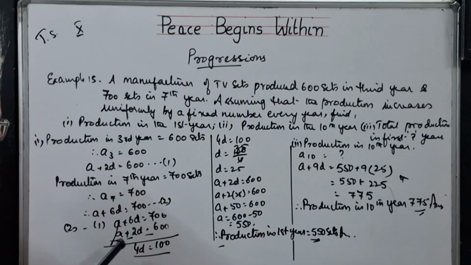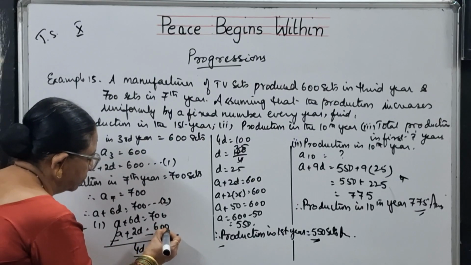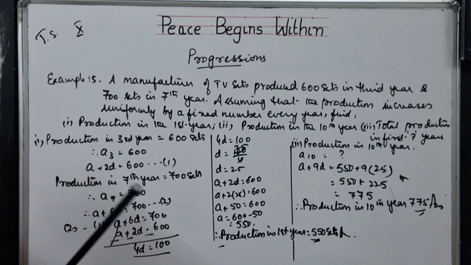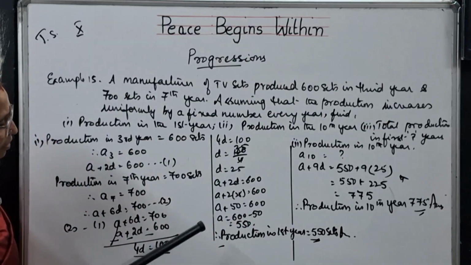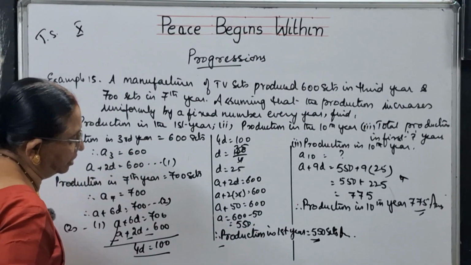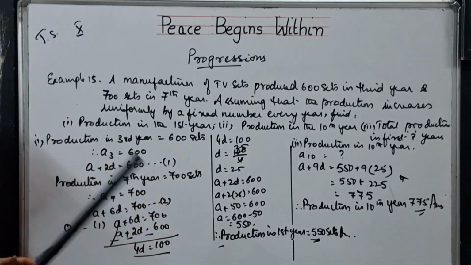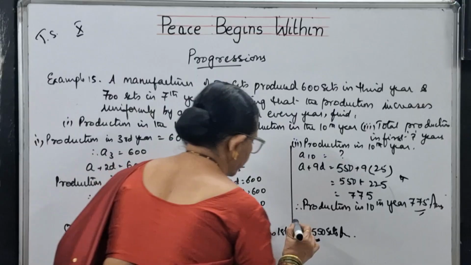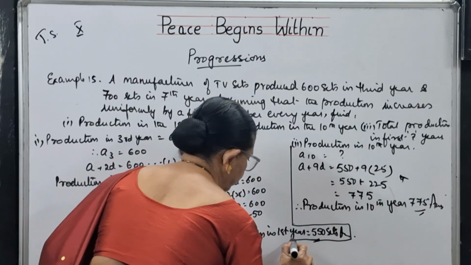Now substituting D value in any one, I took this A plus 2D is 600. How much I got? A plus 2 into 25 is 600. A plus 50 is 600. A is 600 minus 50, 550. That means production in the first year is 550 sets. So this is production in first year.